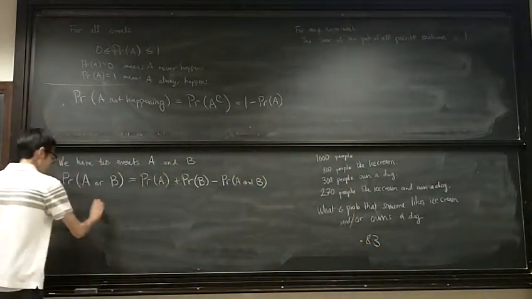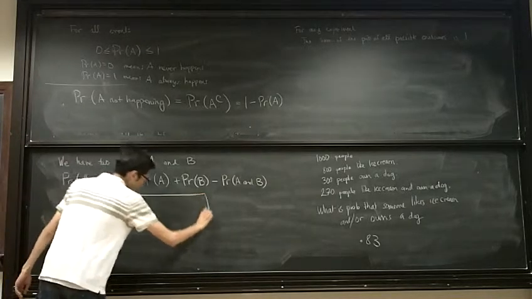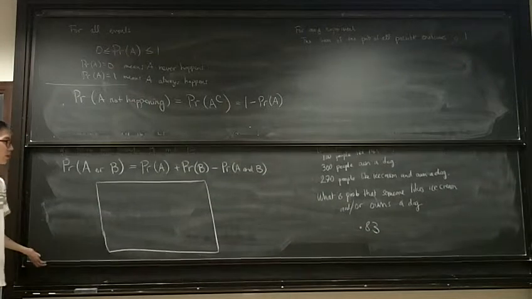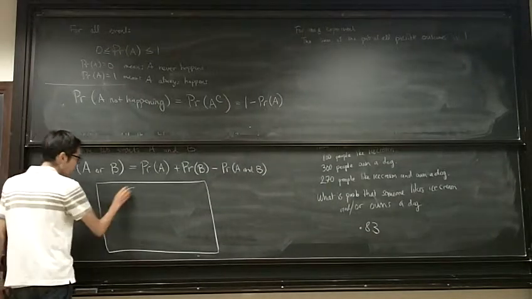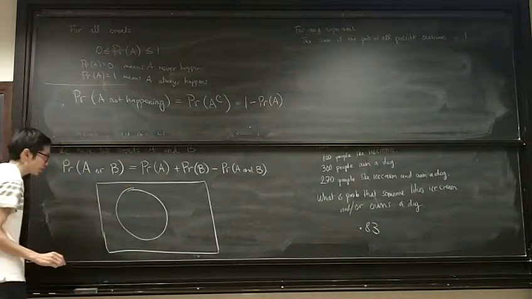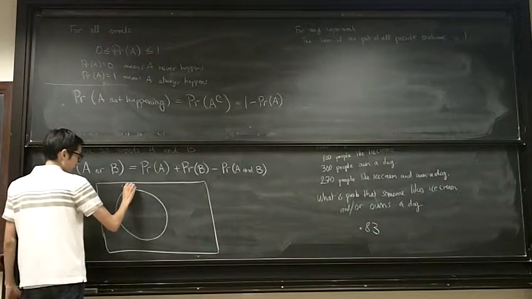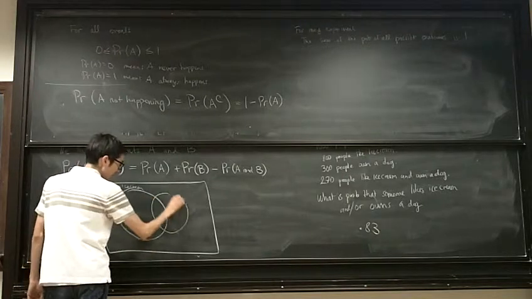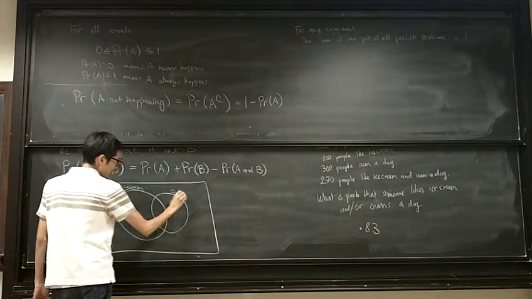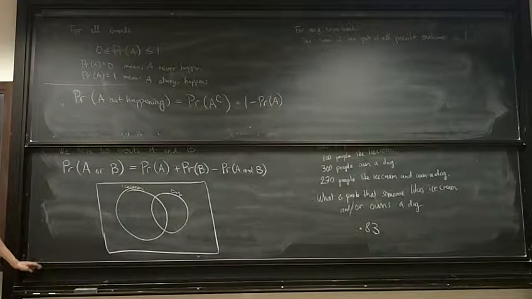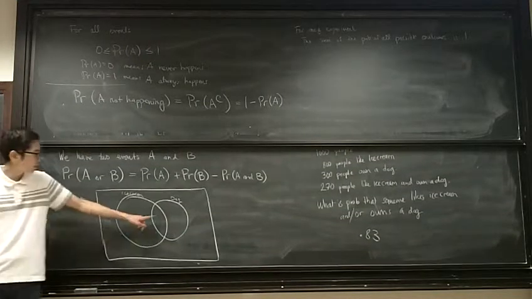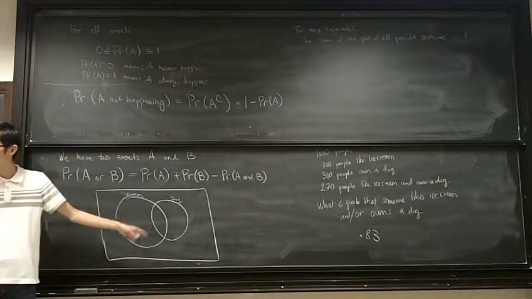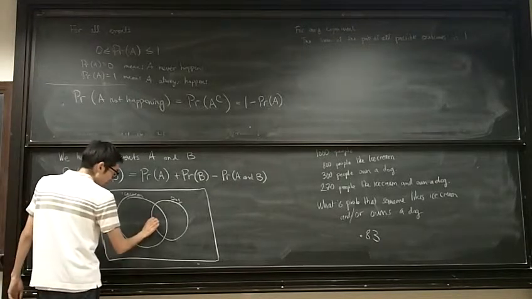Let me show you how. This is all 1,000 people. There's 1,000 people total. This is everybody who likes ice cream, and these are people who have dogs. How many people like ice cream and own a dog? 270 out of 1,000. So what's that? That's 0.27, yeah?